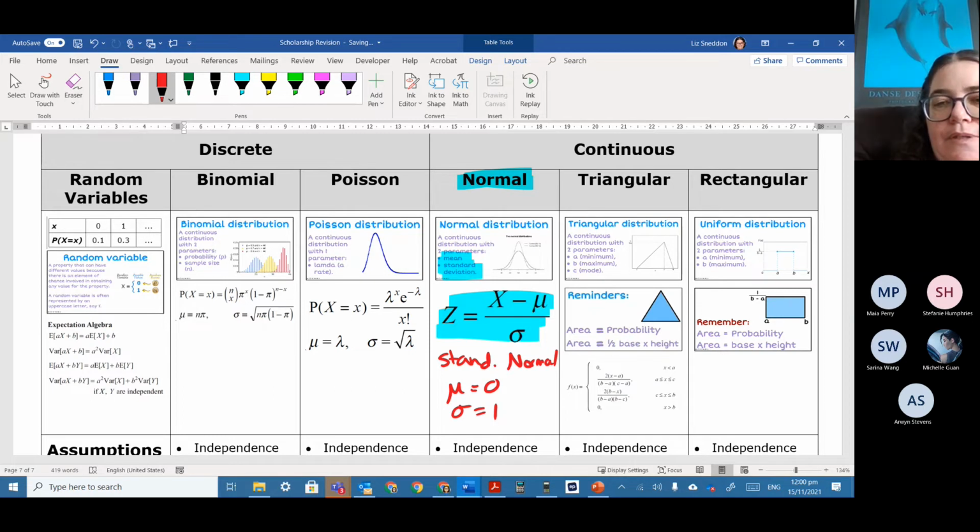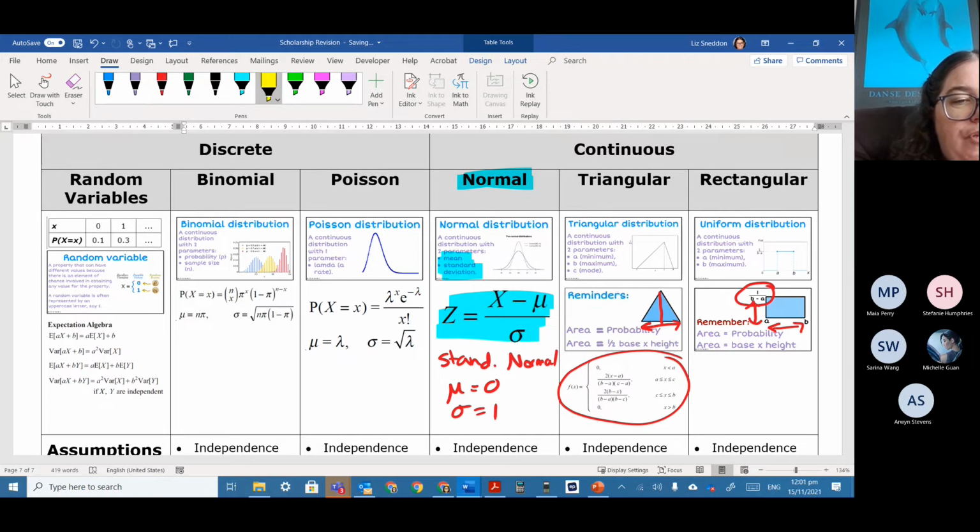Now the other continuous distributions are our triangular and rectangular. The key idea is area of a triangle, half the base times the height, is your area. For a rectangle, base times the height. Those are on your formula sheet. You've got these formulas reminding you of what the height is for each of these distributions, and you've just got to know height, base, how do I calculate each of those?